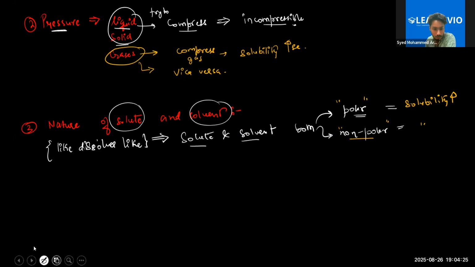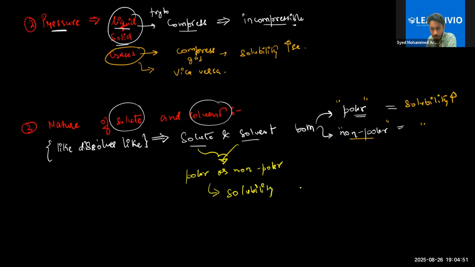But what happens if one is polar and the other is non-polar? For example, the solute is polar and the solvent is non-polar, or the solute is non-polar and the solvent is polar, then the solubility decreases. Simple. And what do you mean by polar? Polar means a compound having dipole moment.